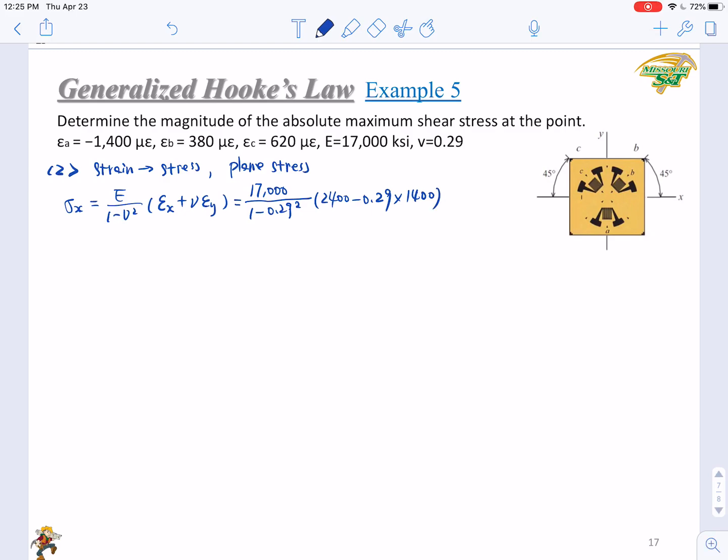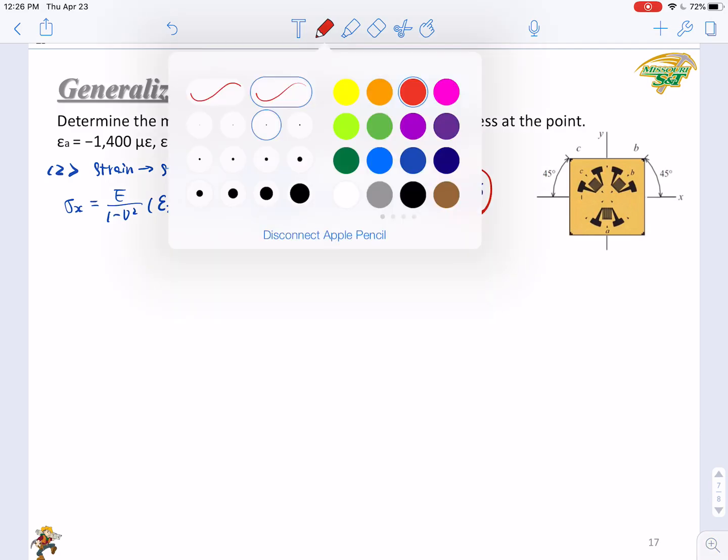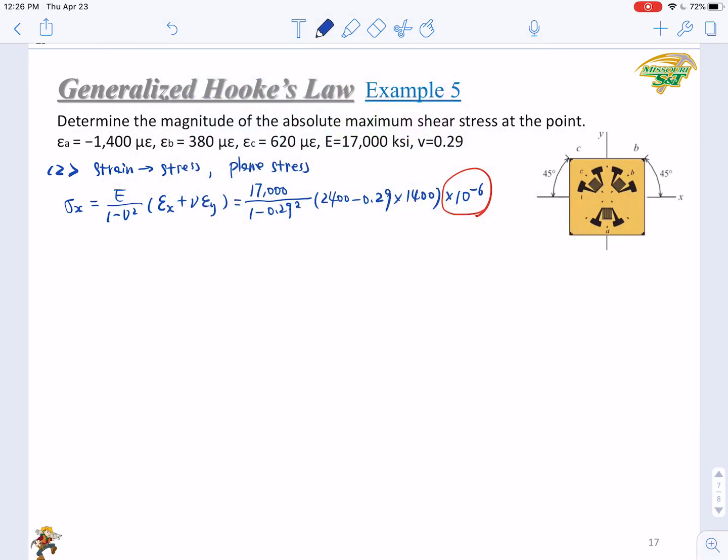Again, do not forget one more thing. What is that? We need one more thing here. Micro, okay, microstrain. Let's highlight it again. Do not forget this. The result here will be 37 KSI.